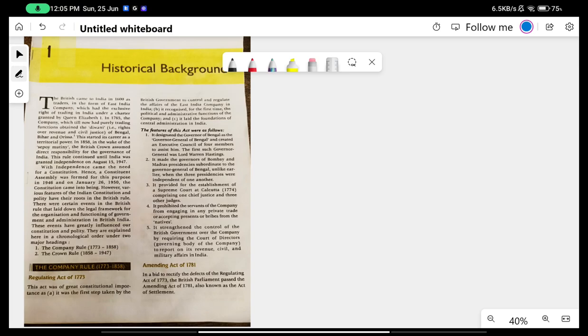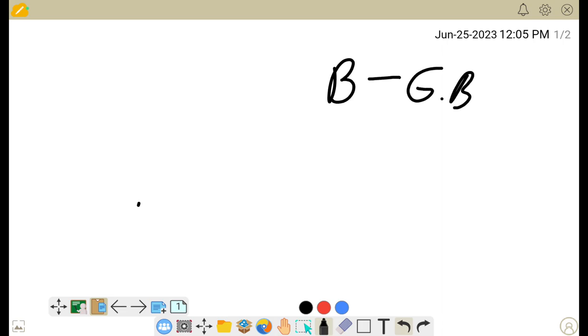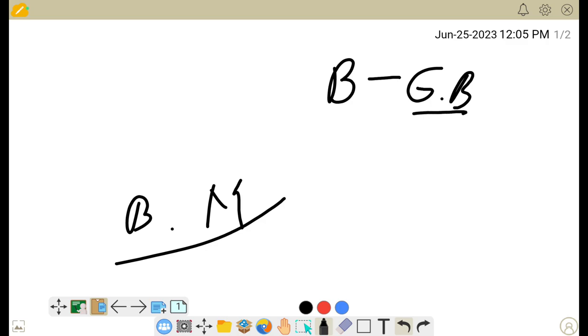So now the British government designated the governor of Bengal as the Governor General of Bengal. Here we had our Bengal, and he was called the Governor of Bengal previously. Bombay and Madras are the same. Nobody touched them, for now we're not talking about Bombay and Madras. Just the Governor of Bengal was changed, so his title was changed to Governor General of Bengal.